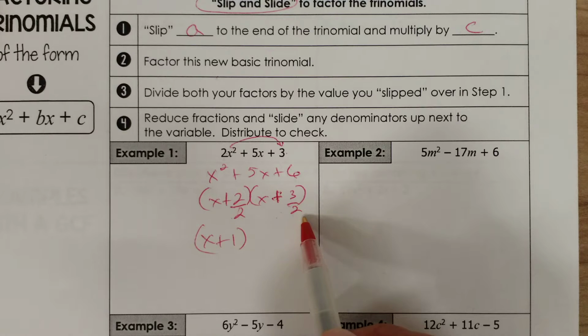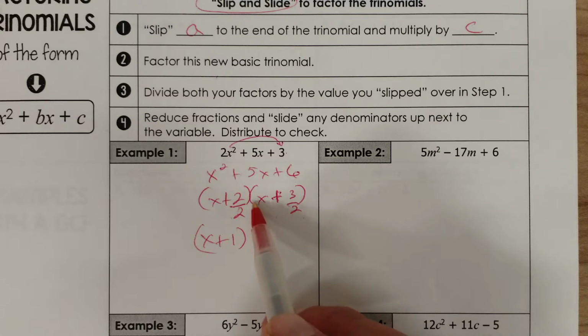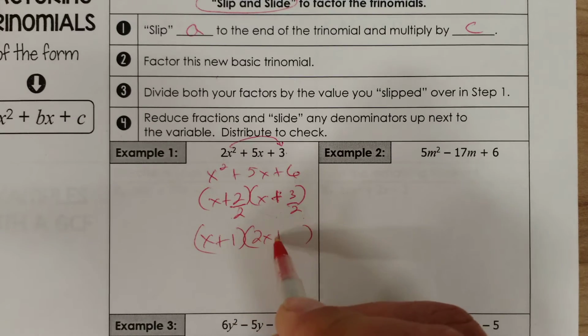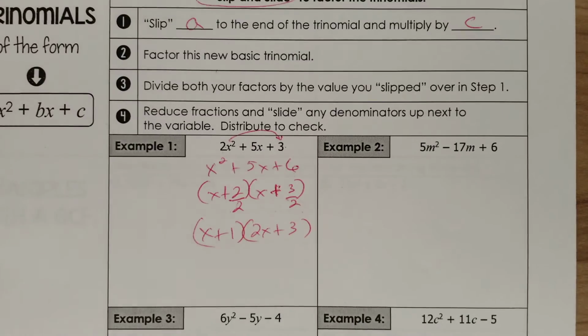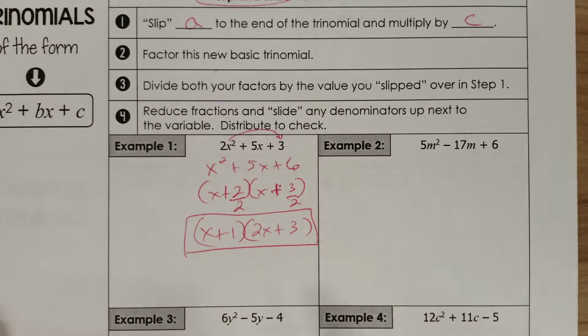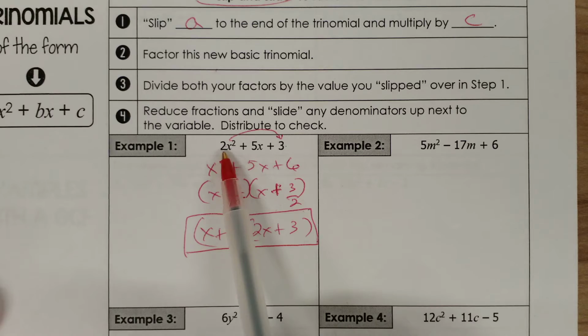So what I'm going to do here now is slide this number on the bottom back to the front of that x and put the 3 here. And now it is factored. This happens when it's a trinomial and the leading number is not a 1 and there is no GCF.